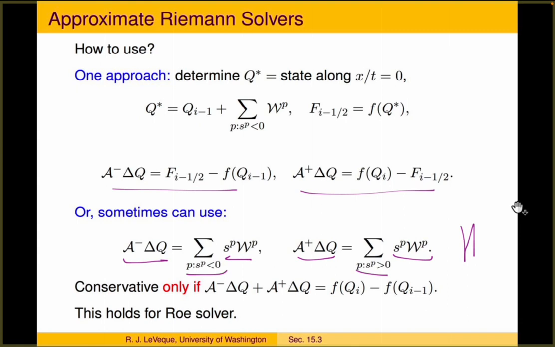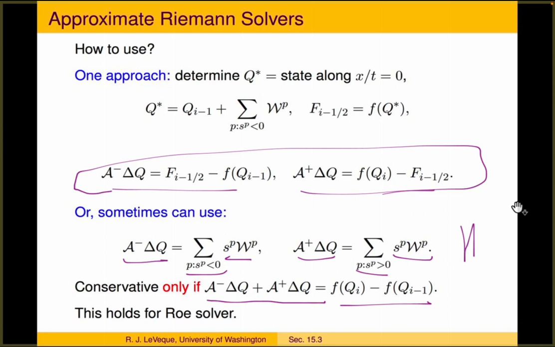The only way it can be conservative is if the sum of the left-going and right-going fluctuations actually adds up to the flux difference between the two cells. That's certainly true for this formulation up here. If you just add the two together, the interface flux drops out and you get exactly that condition satisfied. But that won't be true in general if you define the S's and W's as eigenvalues and eigenvectors of some other matrix that's just defined as some kind of average without thinking carefully about how to impose this condition.